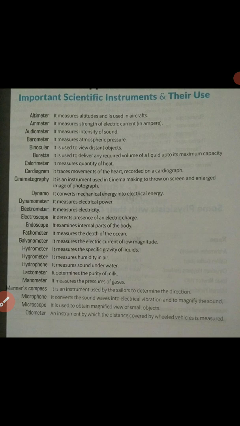Actually, the vehicles used by us, like cars, bikes, and trucks, etc., there is a meter which generally detects how much distance we have traveled. That instrument is odometer.